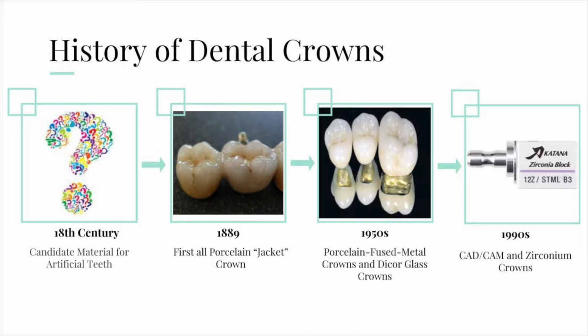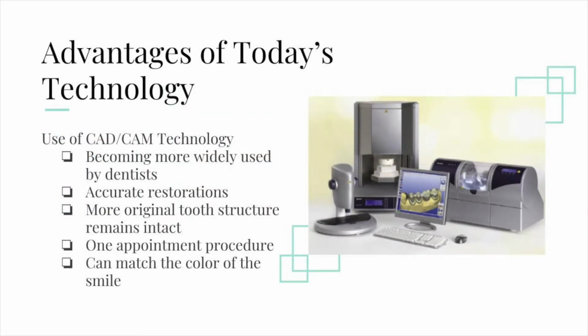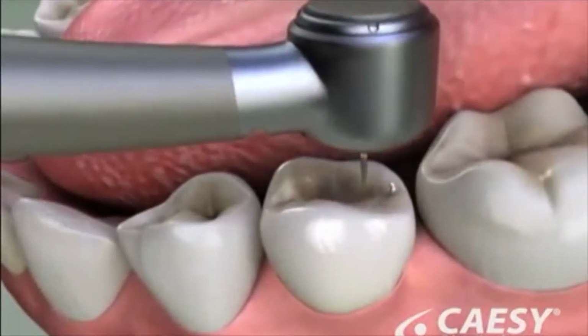In the 1990s, the company Nobel Biocare created a zirconium crown by milling a crown out of a zirconium dioxide block. This improved strength and aesthetics of the restoration of the crown. This process is most commonly used nowadays. Today's technology is called CAD/CAM. It's becoming more widely used by dentists because it creates accurate restorations and allows a lot of the original tooth structure to remain intact. It is efficient and can be done in one appointment, and it can match the color of the smile.